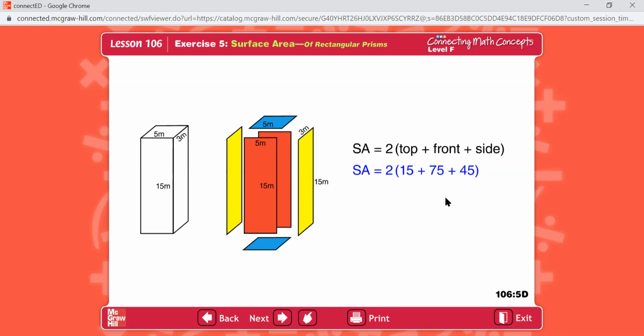15 plus 75 plus 45 equals 135. Here's our new equation, 2 times 135. Now you'll multiply 2 times 135 to find the area of all 6 spaces. The unit name in the answers is square meters. Work the problem and write the answer. Pause the video now to solve it. Resume when you're ready. You should have 270 square meters.